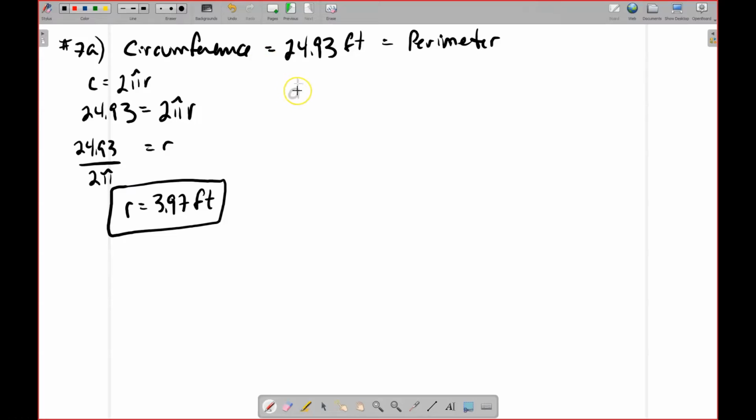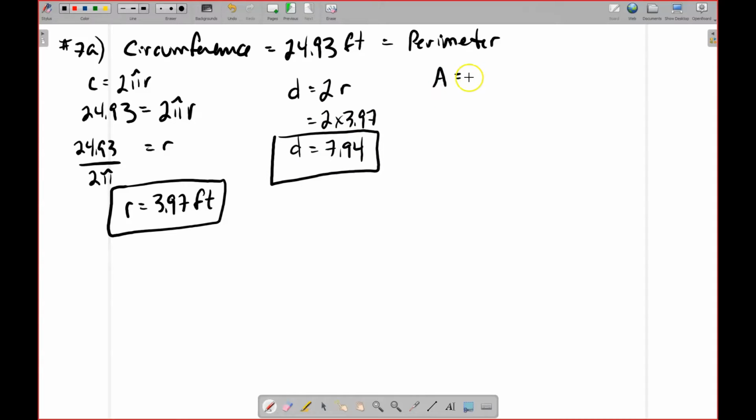Then the diameter is easy enough. That's just 2 times the radius. So it's 2 times 3.97, which is 7.94. And then we're asked for the area. Area is pi r squared. So we've got pi times r squared.